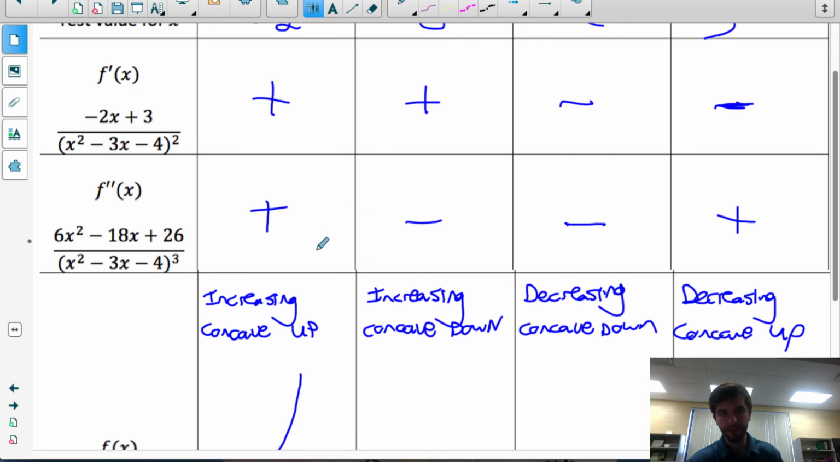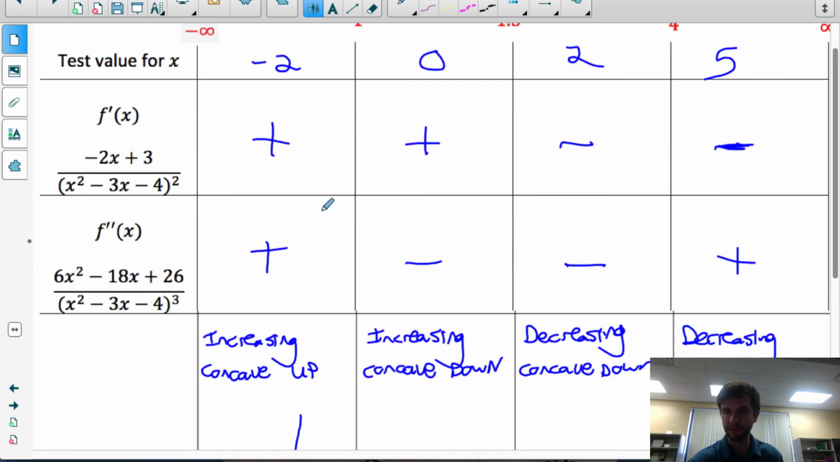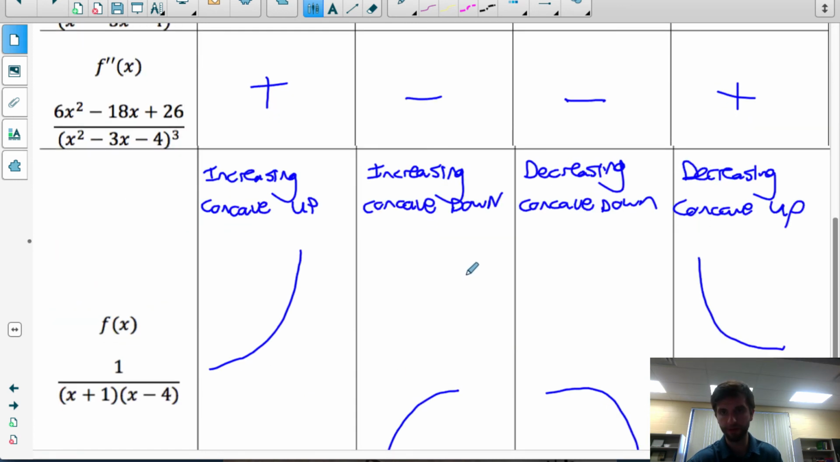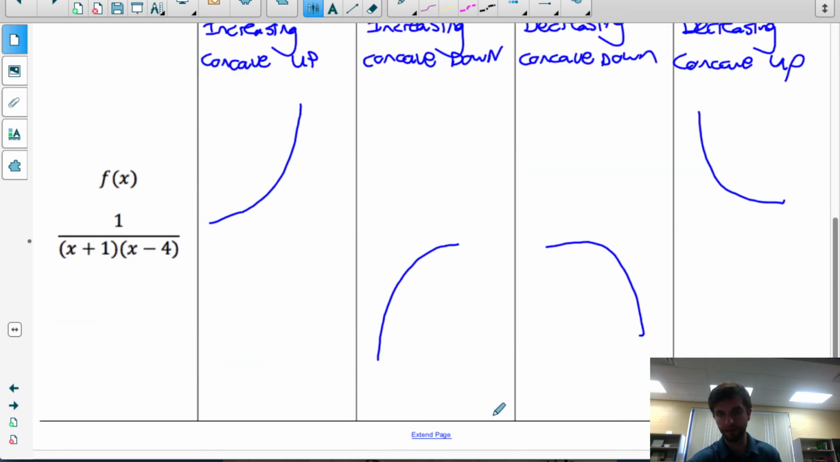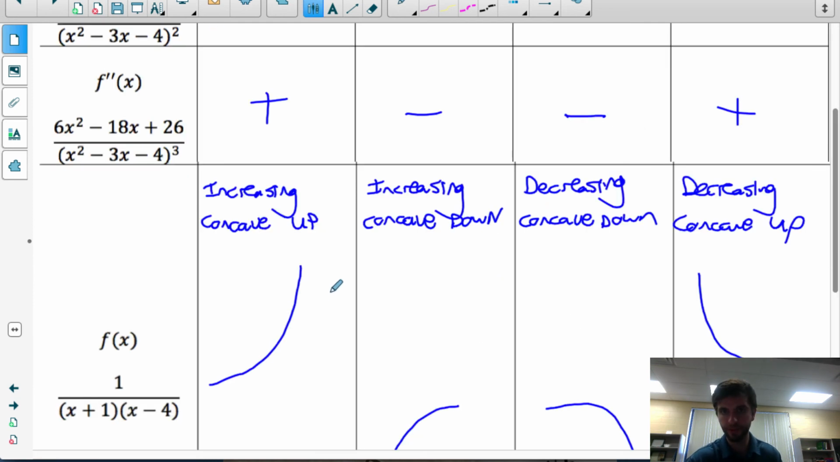So did we have any local max or min points? Were there any points where the function changed from increasing to decreasing or vice versa? Yes, it changed from increasing before 1.5 to decreasing after 1.5. So at 1.5, notice there's a local max point. So we've got a local max at 1.5, and I believe it was negative 0.16, and we've already plotted that one.